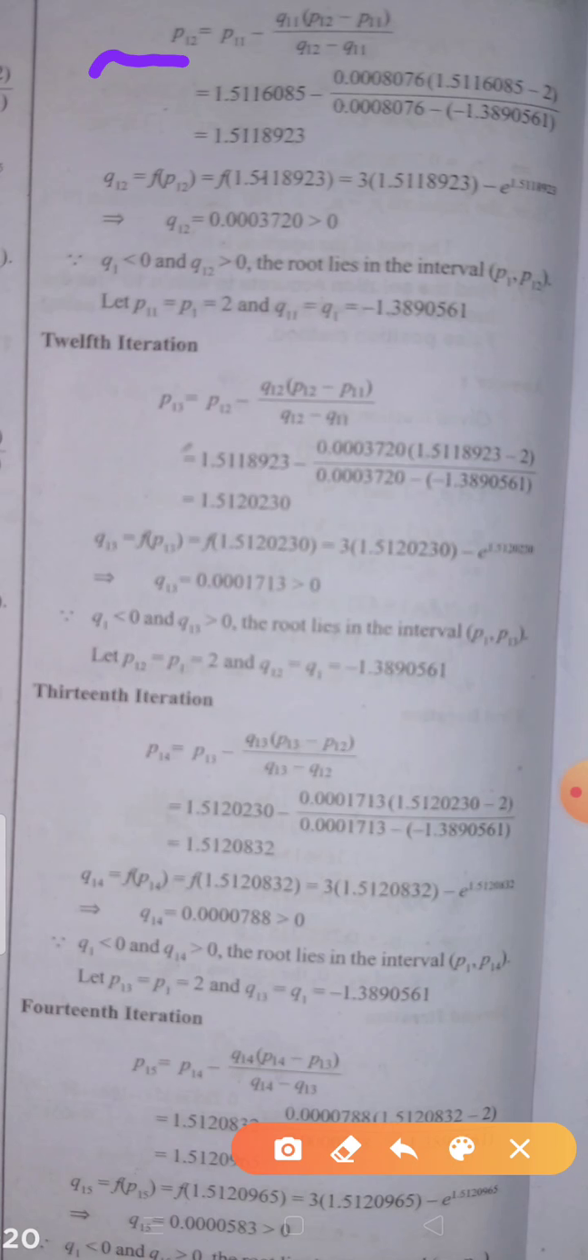1.5118923. Next, Q12 is equal to f of P12, which is f of 1.5118923, equal to 3 into 1.5118923 minus e power 1.5118923. This implies Q12 is equal to 0.303720. This is greater than 0. Therefore, Q1 is less than 0 and Q12 greater than 0, so the root lies in the interval P1 comma P12.